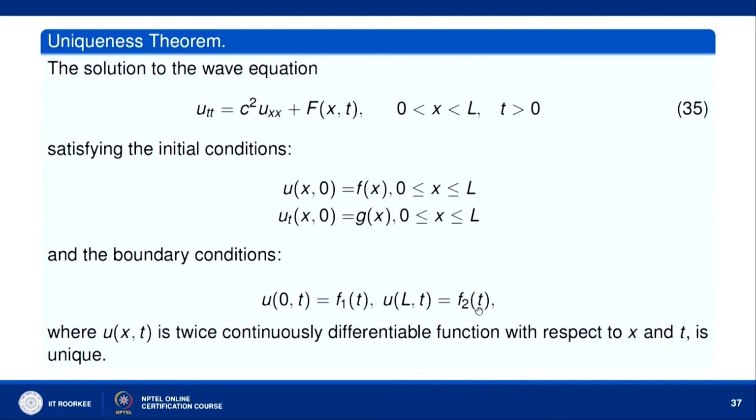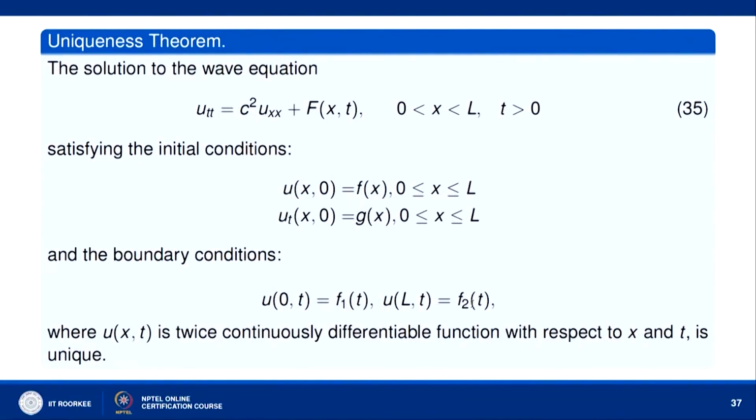And also, here the endpoints are not fixed. In fact, the endpoints are given as f1 of t and f2 of t. It means that the endpoints depend on some functions, f1 of t and f2 of t. So as t is increasing, the endpoint is also moving. So it is a moving endpoint problem, and we say that if it has a solution, that solution must be unique.